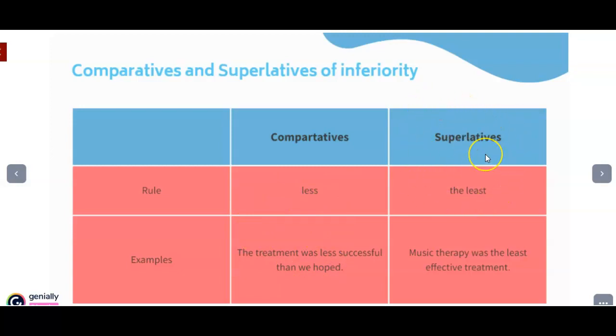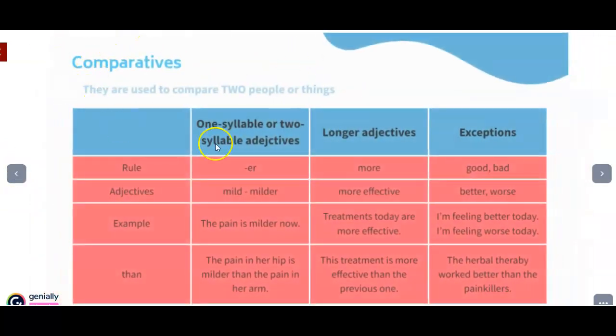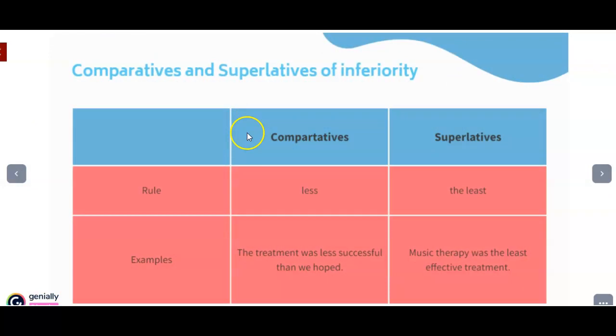Then we have the superlative, "the least." And we always use "the least," no matter if it is 1, 2, 3, 10 syllables. For example, music therapy was the least effective treatment. Okay, so we can compare with superiority using superlatives when we have 3 or more. We can use comparatives when we only have 2 elements, or we can talk about inferiority using comparative with "less" and superlative with "the least."